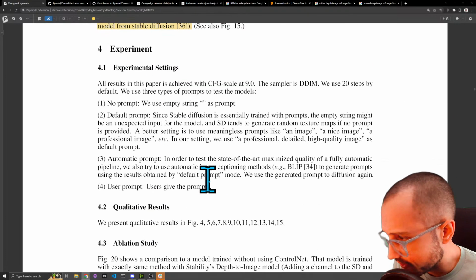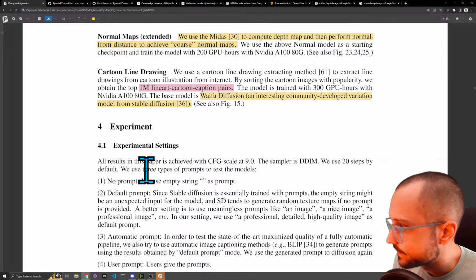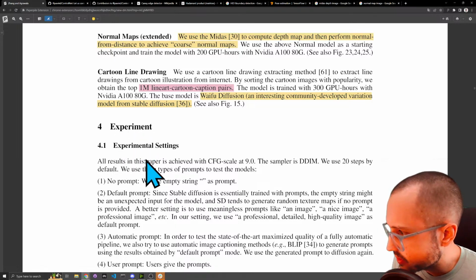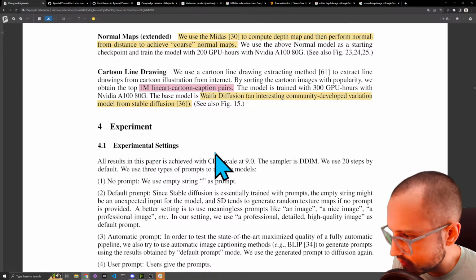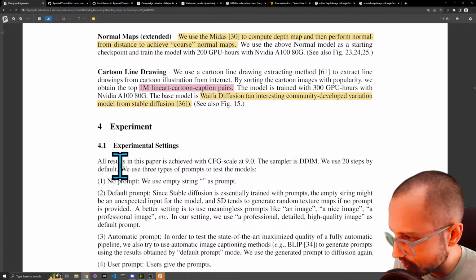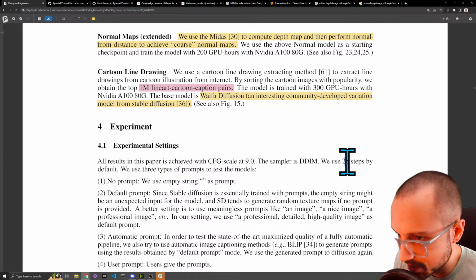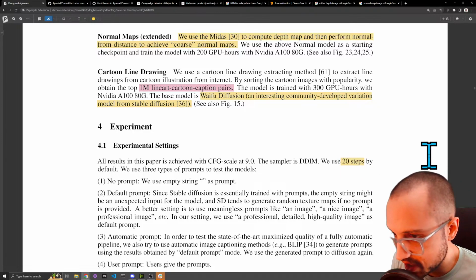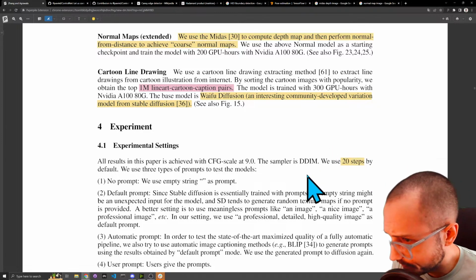Experiment section. All right, we're finally getting to the experimental settings. All results in this paper are achieved with CFG scale at 9.0. The sampler is DDIM. We use 20 steps by default. So this is how many time steps there are, right? So in a diffusion model, you're performing a bunch of inference steps. Here, they're basically doing 20 of them.